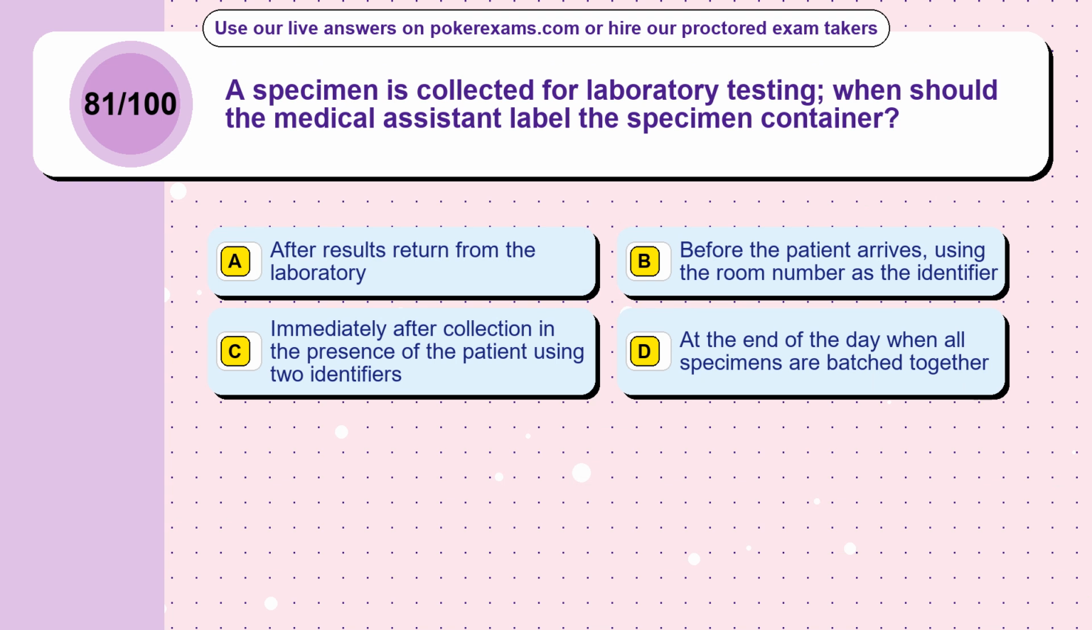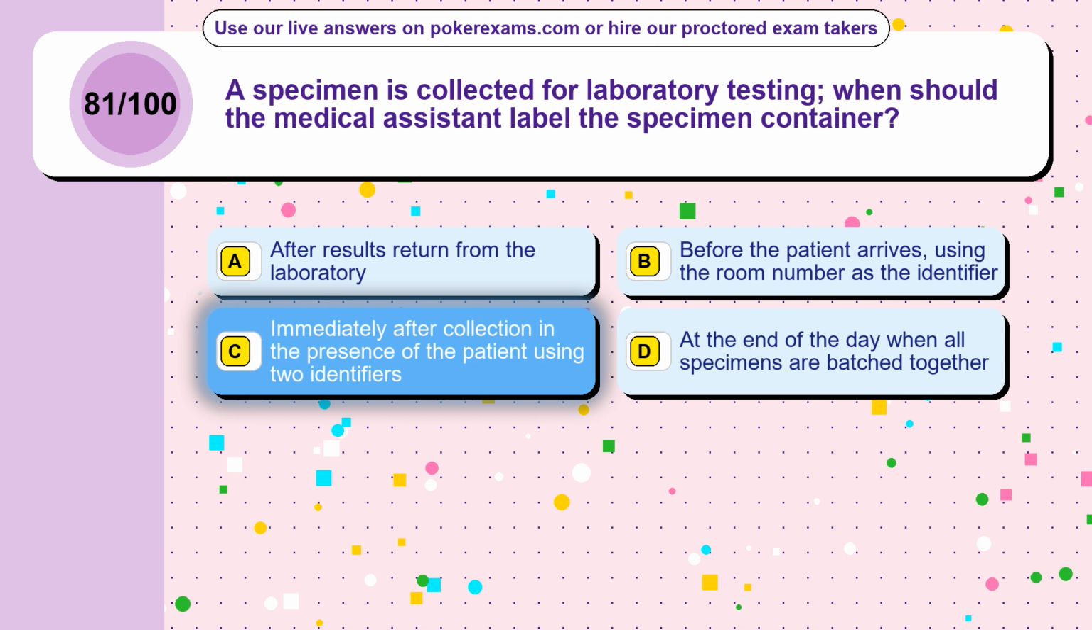Question 81. A specimen is collected for laboratory testing. When should the medical assistant label the specimen container? Option A. After results return from the laboratory. Option B. Before the patient arrives, using the room number as the identifier. Option C. Immediately after collection in the presence of the patient using 2 identifiers. Option D. At the end of the day when all specimens are batched together. The correct answer is option C.